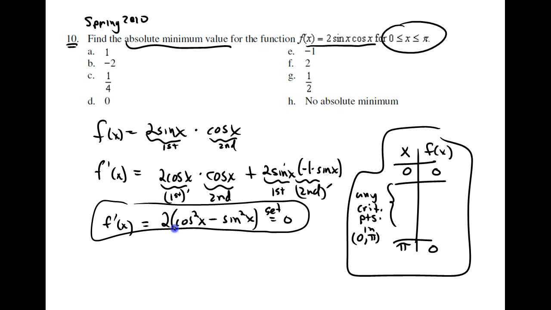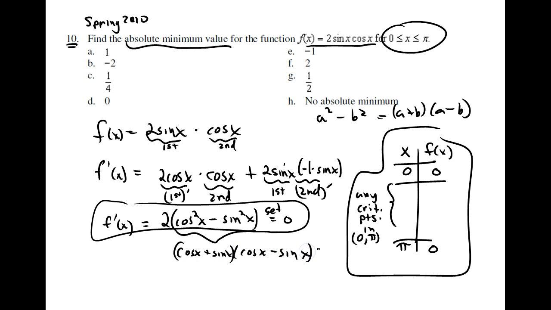This is equal to 0 if this guy is equal to 0. Or you could think about this as like having a squared minus b squared, really. The difference of squares. It is a plus b times a minus b. That's one way to think about it. You don't have to, though. It is cosine x plus sine x times cosine x minus sine x. But we only really care about one of those. This one here, cosine x plus sine x equals to 0, means that the cosine is opposite the sine. And that happens multiple times, but in the interval from 0 to pi, it happens only once.